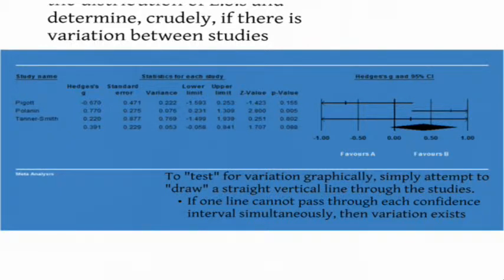Now this big diamond down at the bottom, that is the weighted effect size, the pooled effect size. Okay, so the center of the diamond is the pooled effect size, and then the edges represent the 95% confidence interval of it.